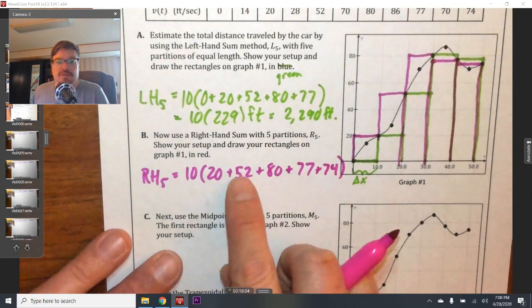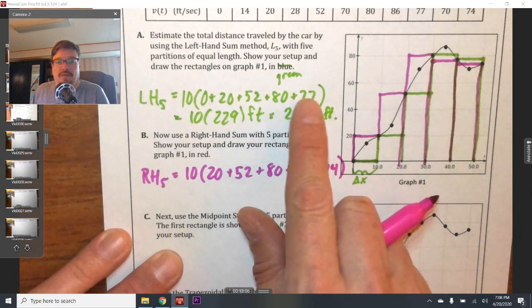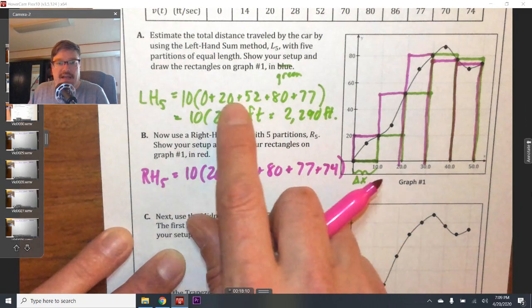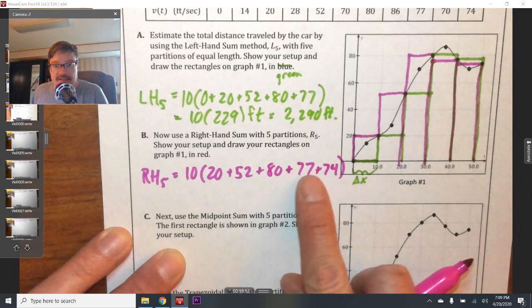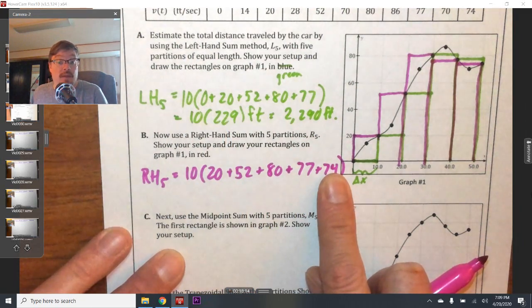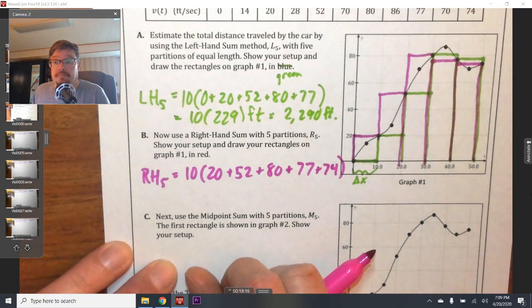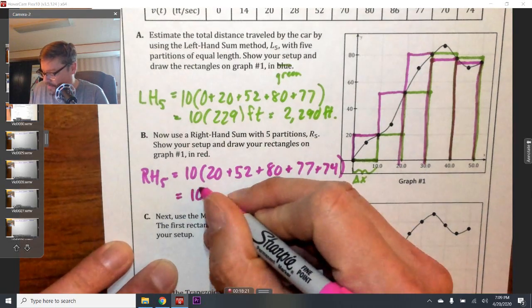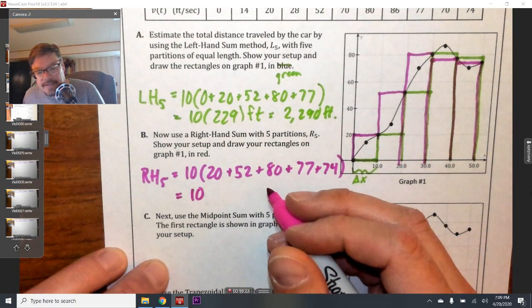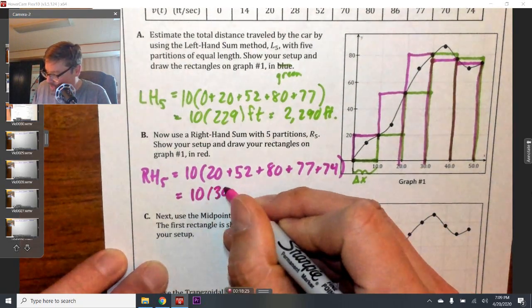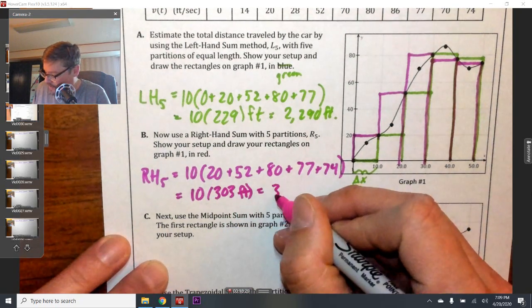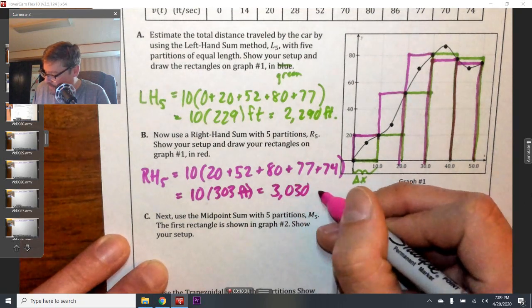Again, 1, 2, 3, 4, 5. 1, 2, 3, 4, 5. So you can see that this one is the under, this one is the over. It's kind of clear by the drawing as well. If I add all those up, it's going to be 303, so that's going to give us 3,030 feet.